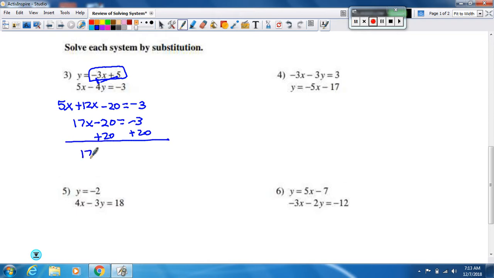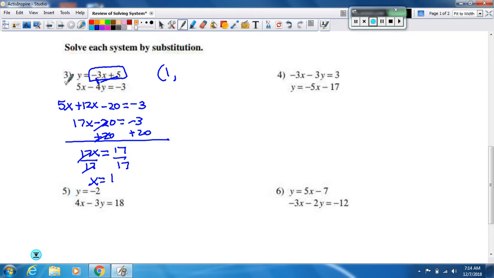So you get 17x, opposites cancel, equals negative 3 plus 20 is 17. Divide both sides by 17. Top cancels with bottom. 17 divided by 17 is 1. So x is 1. Now you have to find the y value.